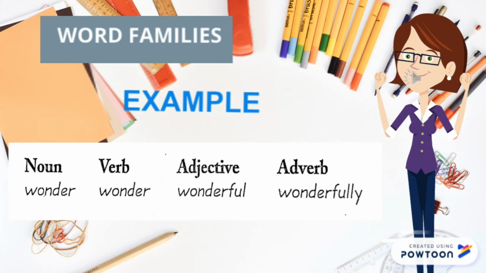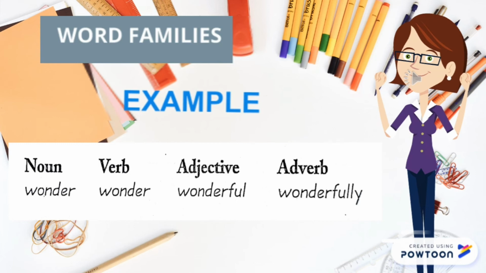Word families. A word family is a group of words with the same root. They all belong to the same family of meaning, but they are different parts of speech. Example, wonder can be a noun and a verb. Wonderful, adjective. Wonderfully, adverb. The same word form can sometimes be more than one part of speech.